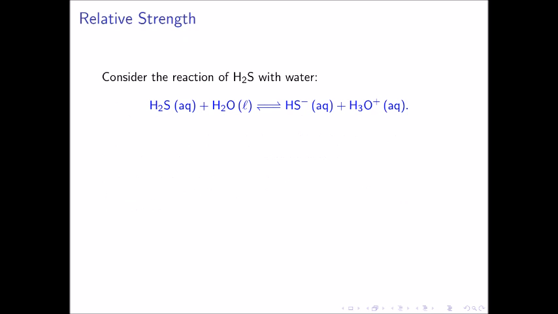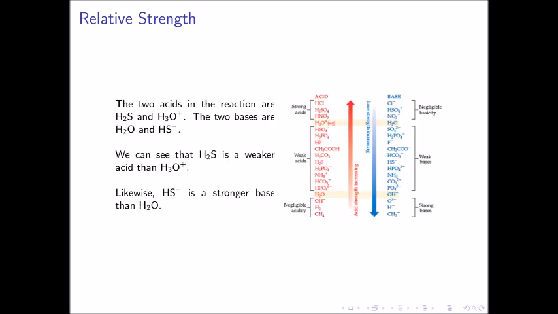Let's begin by considering the reaction of hydrogen sulfide with water. The equilibrium is H2S reacting with water to form HS- plus hydronium ion. Our two acids in this reaction are the hydrogen sulfide on the reactant side and the hydronium ion on the product side. The two bases are water on the reactant side and HS- on the product side. Looking at our table, we see that hydrogen sulfide is a weaker acid than hydronium ion because it lies lower on the table on the left-hand side.